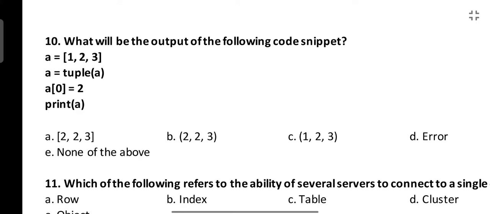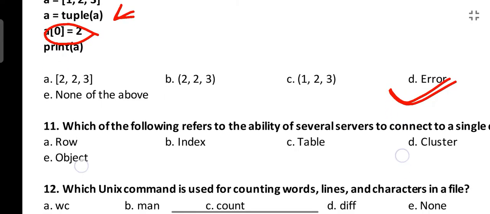Next is, what will be the output of the following code? Okay, let's see. A is equal to 1, 2, 3. Now we are making it a tuple. A is equal to tuple(A) and A[0] is equal to 2. Print A. So this will give an error. Why will it give an error? Because here we are making this a tuple and we know tuple is immutable. We cannot change the values in a tuple. So whenever we want to change the value at the 0th index, it will give an error. So an error will be produced. This is the basic property of tuple, that it is immutable.